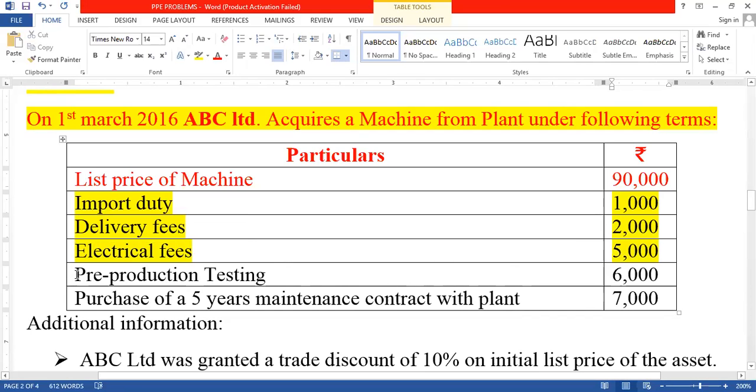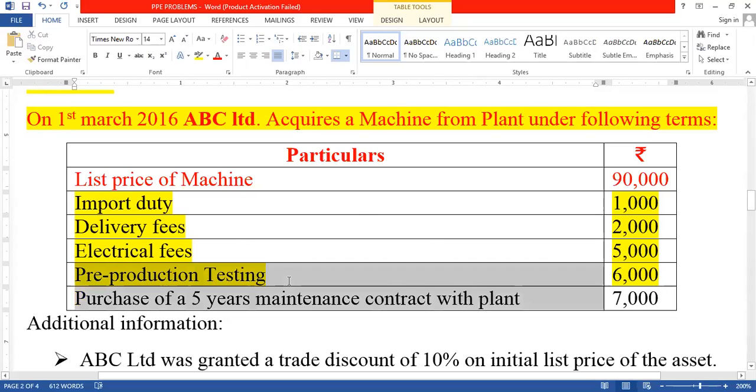After this, the next one is the pre-production testing. Pre-production testing is the testing we do on the machine only. Why? Because we should verify whether it is running properly or not, so we should test the machine. It is what we call pre-production testing. It is held on the machine only. Therefore, we require to include this also. It is an added item to the list price of the machine. How much is this? 6,000.